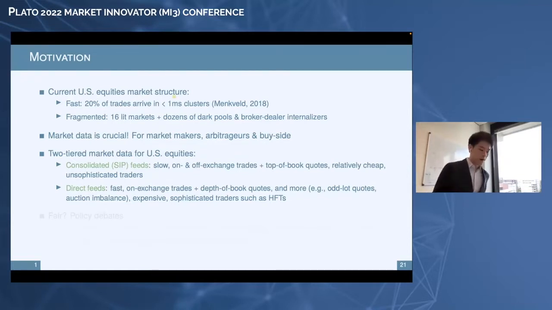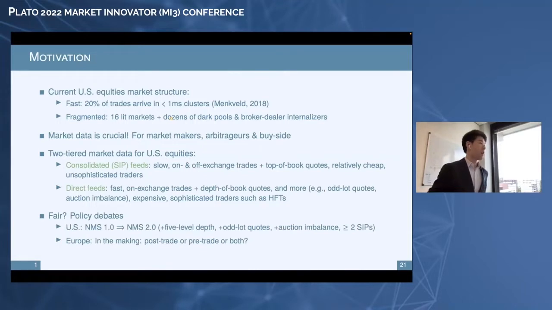This two-tiered market structure has given rise to very intense policy debates. In the US, the SEC is trying to move from national market system 1.0 to 2.0. And a very large component of the overhaul is about the SIP. We're trying to improve the SIP content-wise to, for example, include more depth information, add all-up quotes, add auction balances, and you have more SIPs. So you have more competing consolidators for the consolidated feed.